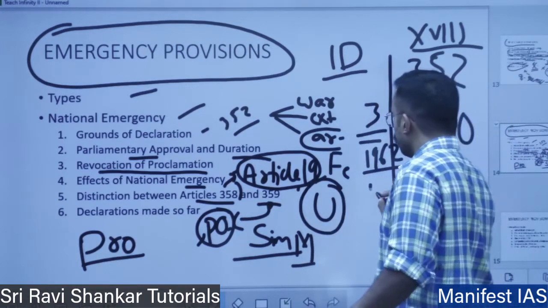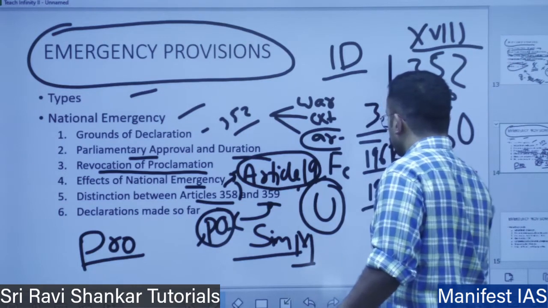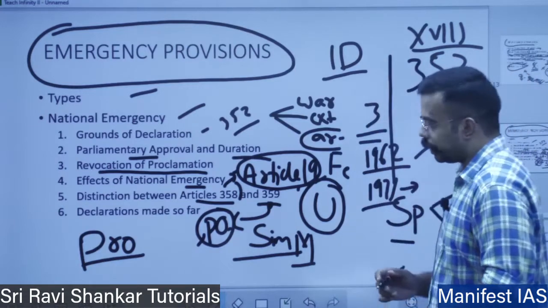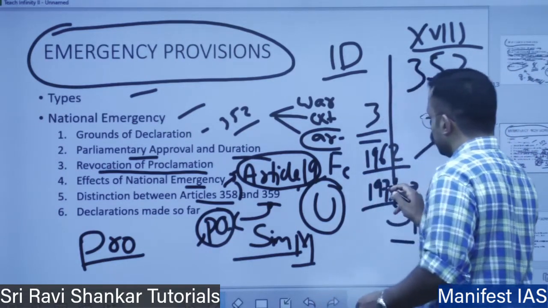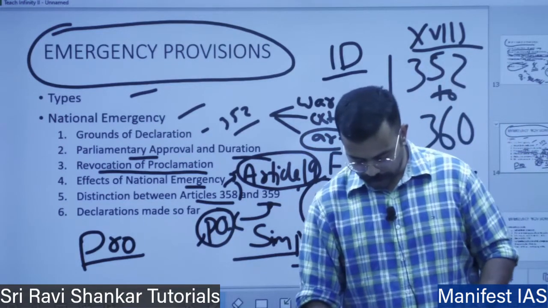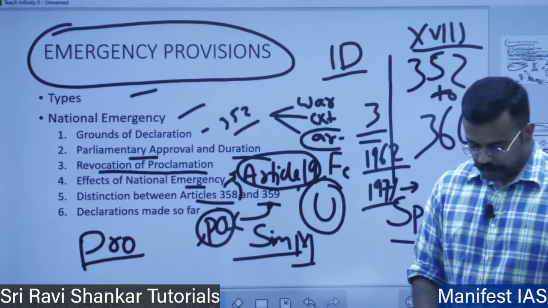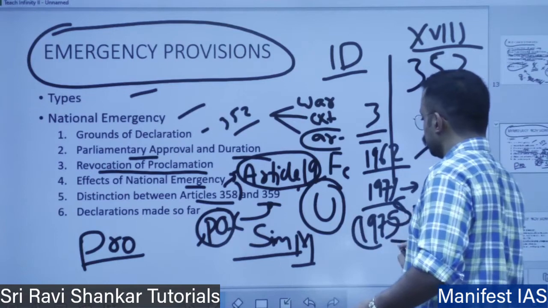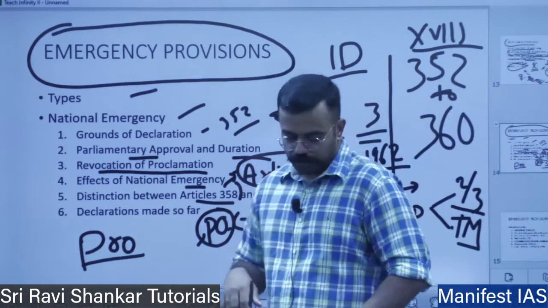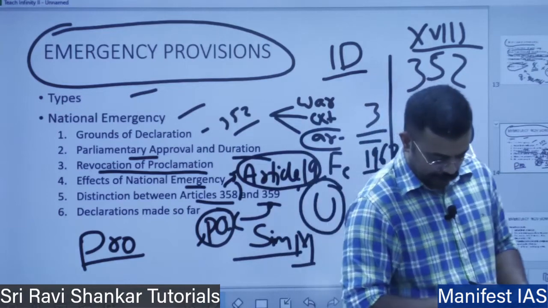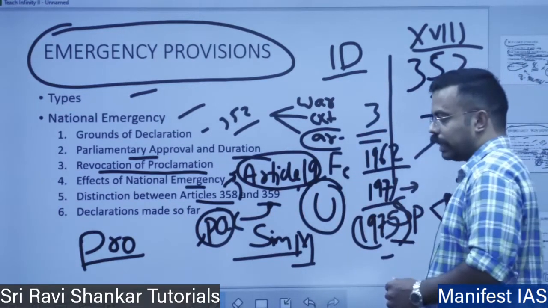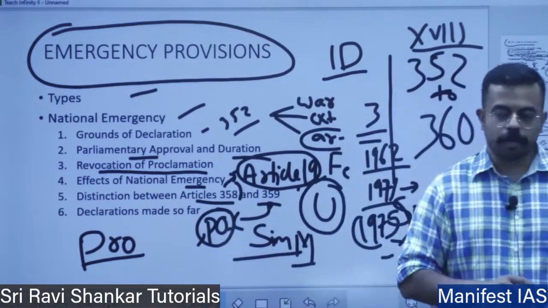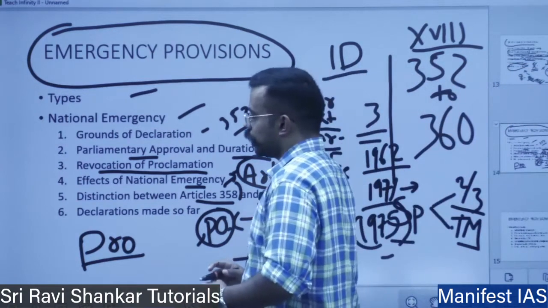Then 1971, Bangladesh War of Independence. There was an external aggression by Pakistan. Pakistan War, 1971 Bangladesh War of Liberation. Next comes the 1975 national emergency, internal disturbance, invoked by Srimati Indira Gandhi ji. Due to this, she lost the election later on, because of which the Janata Party headed by Morarji Desai came to power. There is one more change by the 44th Amendment Act.